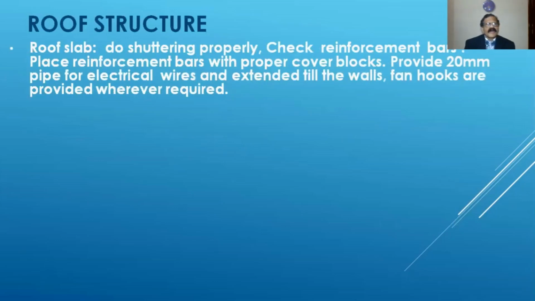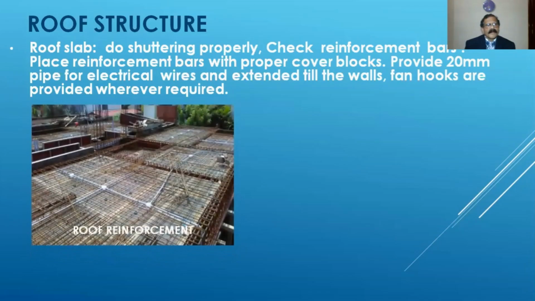When you do the roof slab, we have to do the shuttering properly. Check the reinforcement bars, place the reinforcement bars with proper cover blocks, provide 20 mm pipe for electrical wires and extend till the walls. Fan hooks are provided wherever required. You can see in the drawing the electrical conduits are laid, and you can see cover blocks also.